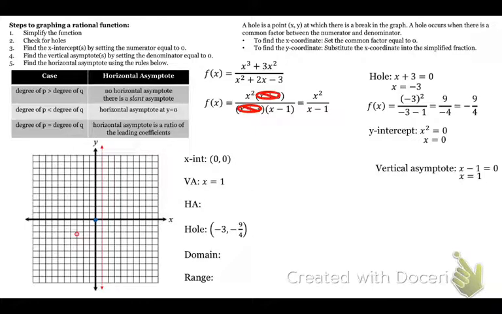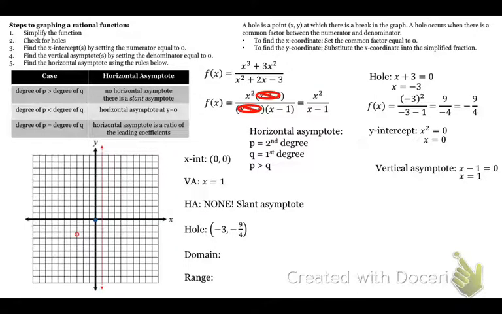Now, horizontal asymptote, well, the degree on top is a second degree. The degree on bottom is a first degree. So that means P is greater than Q, which means there isn't a horizontal asymptote, but there is a slant asymptote. So we need to find the slant asymptote. So I'm going to divide this. We have x squared divided by x minus 1. I'm just going to put plus 0x plus 0 to get some fillers.